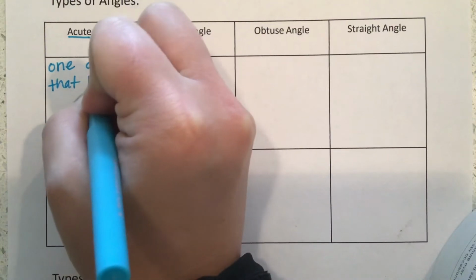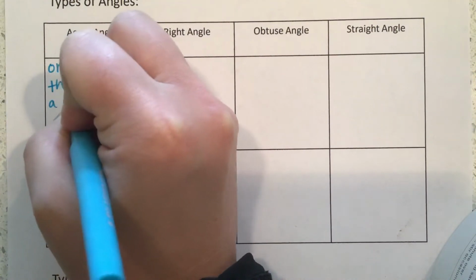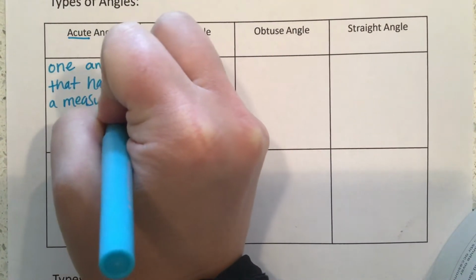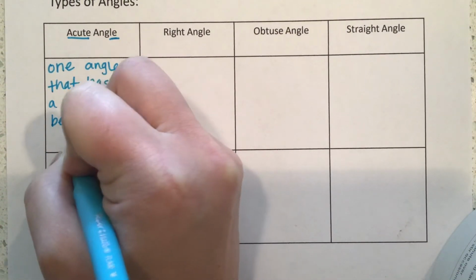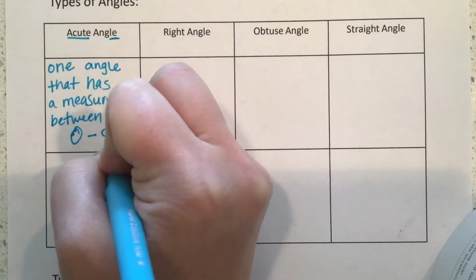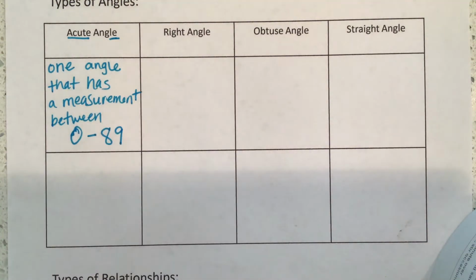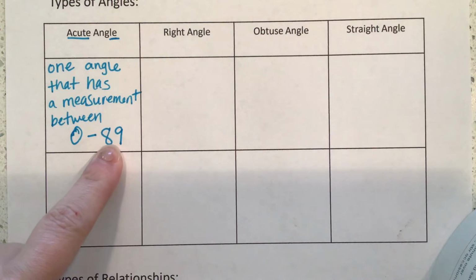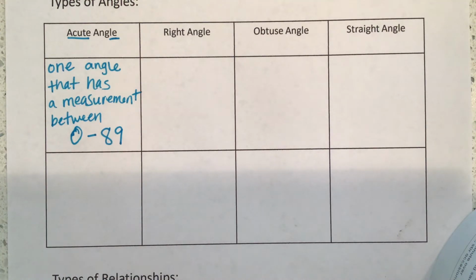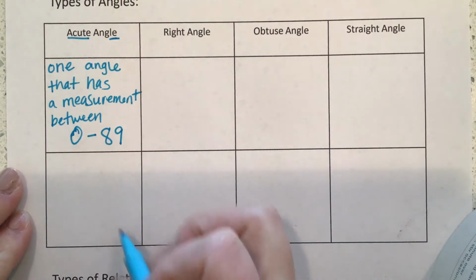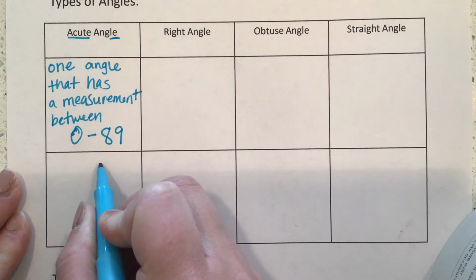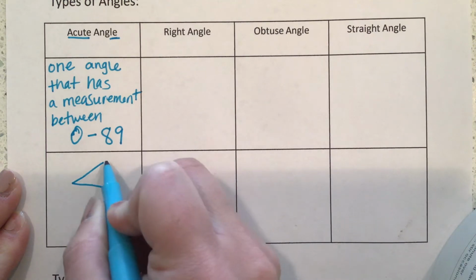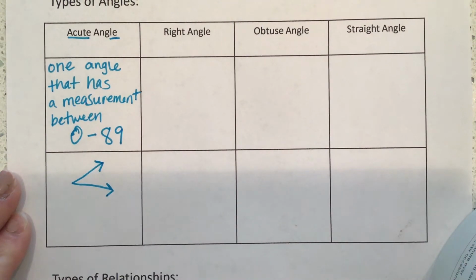that has a measurement between 0 and 89 degrees. It's going to be between 0 and 89 degrees of the degree measurement. And then an example of an acute angle. I'm going to draw an example of an acute angle, and then I want you to draw underneath an example of an acute angle.